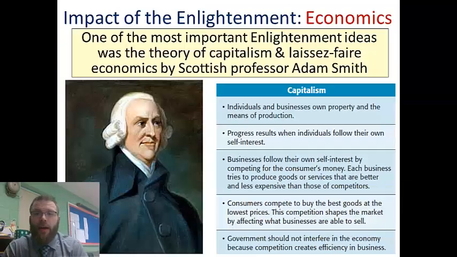The first area is economics. One of the most important theorists within the Enlightenment was a guy named Adam Smith. He's a Scottish professor, and he came up with this idea of capitalism. Basically, his theory says that individuals or businesses, private people, should own property and they should also own their means of production. So they should own all of their equipment. They should be able to tell how much of something they want to make, or they should be able to tell what they want to make. No one should tell them, like the government, per se.